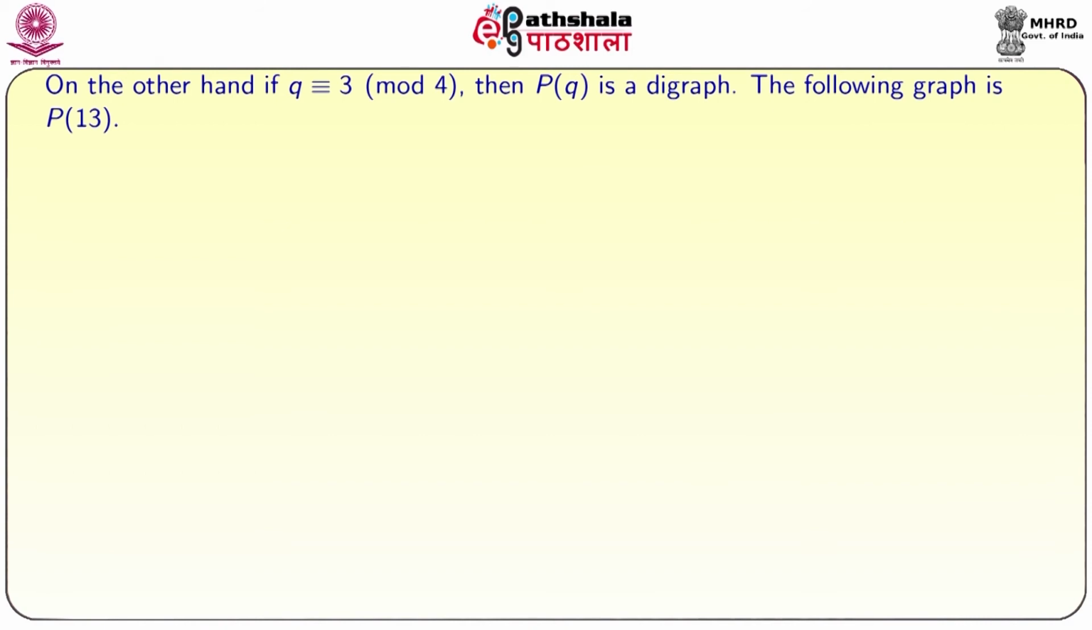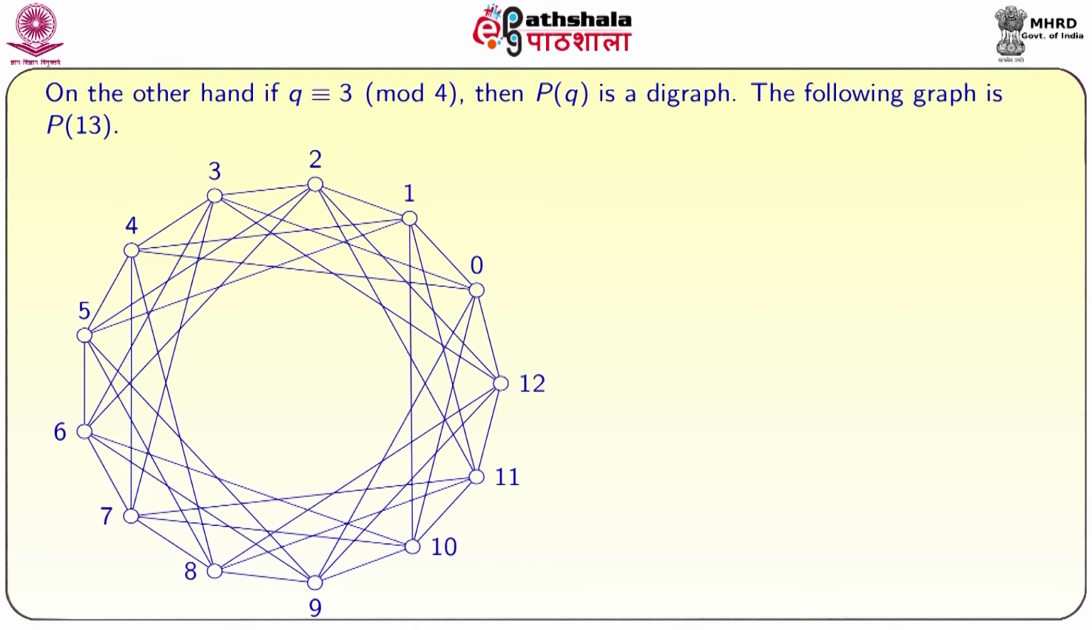Now we will give an example of a Paley graph. On the other hand, if you take Q congruent to 3 mod 4, then P(Q) is a digraph. Now we give an example of a Paley graph. The following graph is P13. 13 is congruent to 1 mod 4, so we are going to get a graph. If you look at this graph, there are 13 vertices, 0 to 12, and edges are taken whenever A minus B is a square or B minus A is a square. Here it is easy to see that it is a regular graph, and it also has nice properties that we will discuss in subsequent modules.